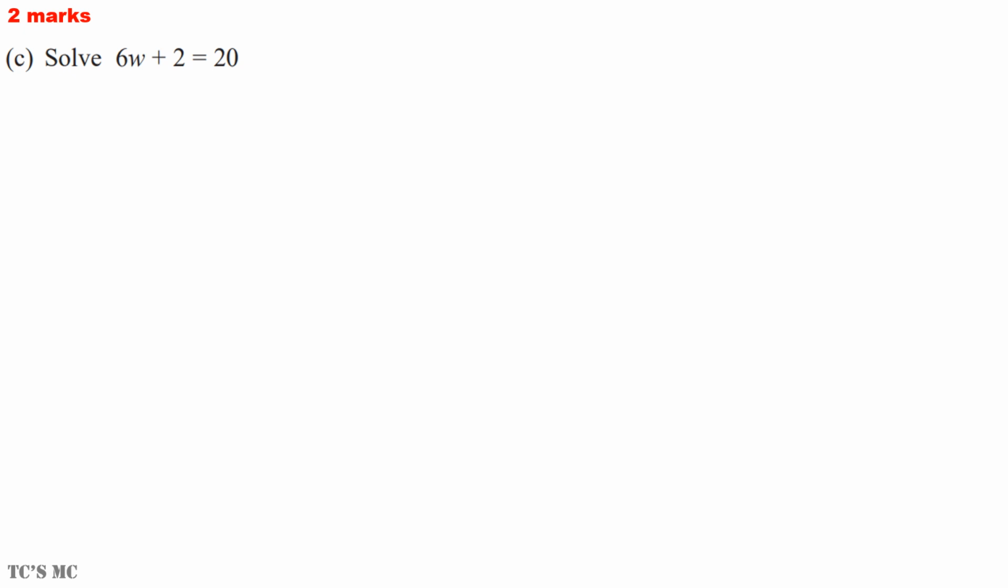Solve 6w add 2 equals 20. My approach is the flowchart method. So what is happening to w? I am multiplying by 6 first. That's how I got 6w. 6w add 2. So I need to add 2 next, and that gives me 20. I haven't got any marks just yet.